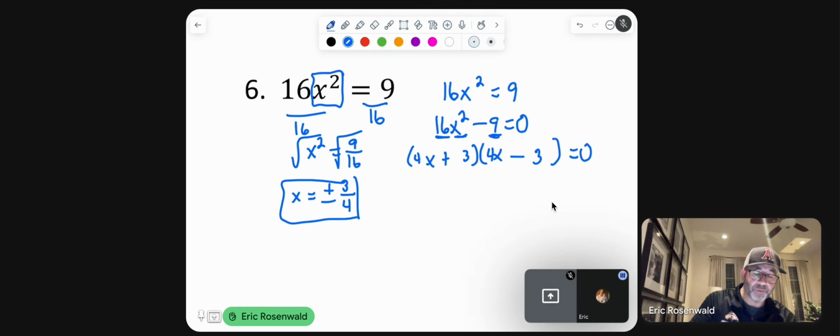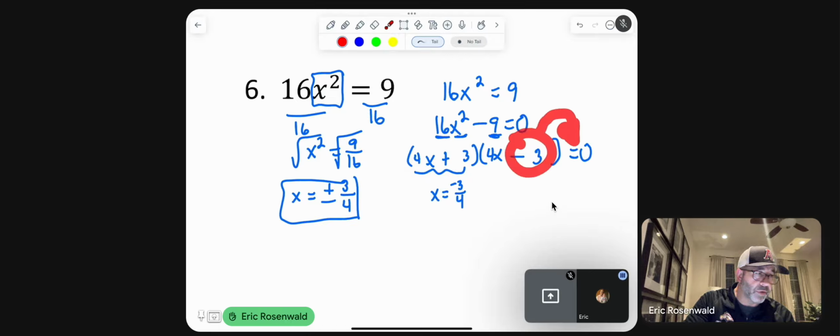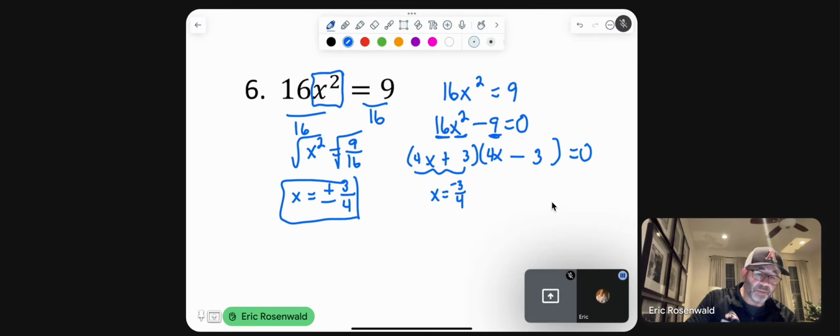And plus and minus. So we get x is equal to, for this first part, a negative 3 over 4, because I'm going to take this 3 and move it over when I'm solving to give me a negative 3, and then I divide by the 4 that's there. Okay, I'm going to take this negative 3 and move it over, and when I move it over, I end up with a positive 3 over 4.